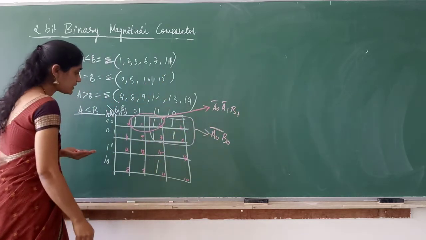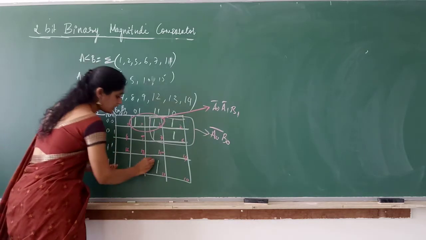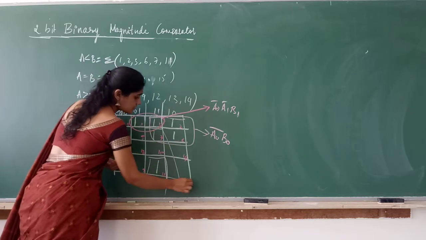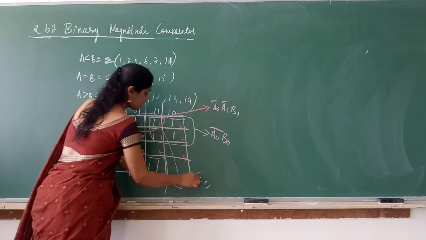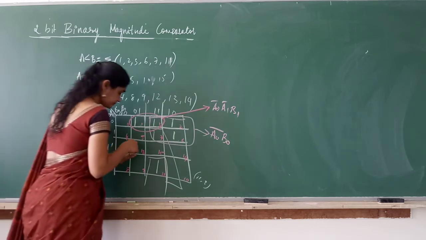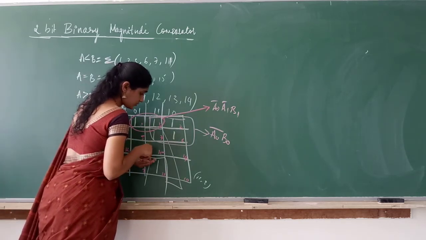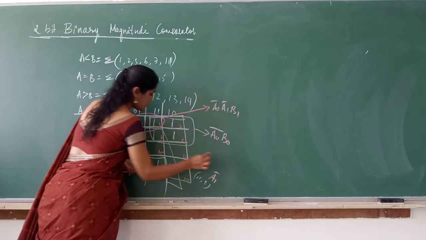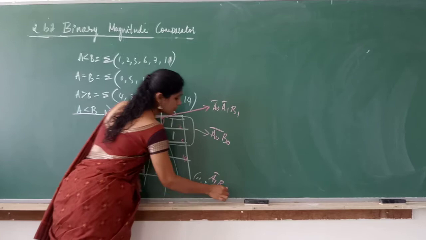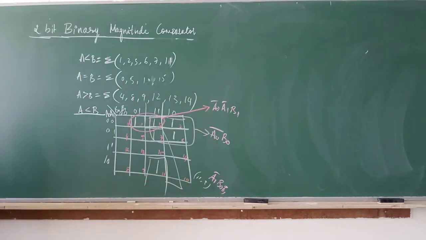And how to cover minterm 11? Minterm 11 can be grouped with 3 because they are adjacent. So if I group 11, 3, what is the equation I get? A1 bar, B0, B1.